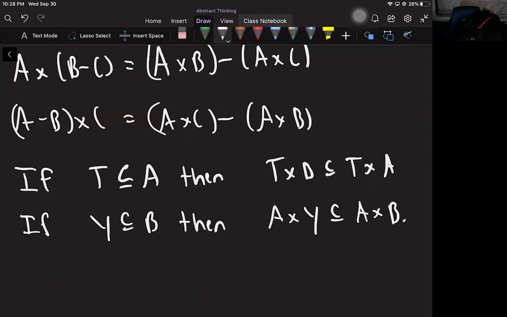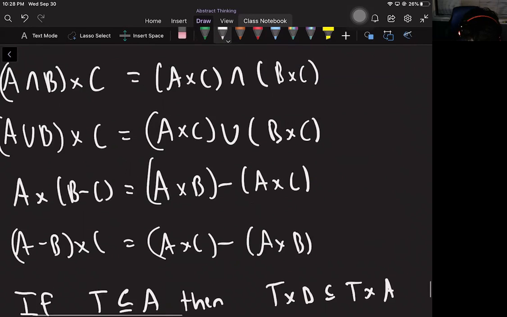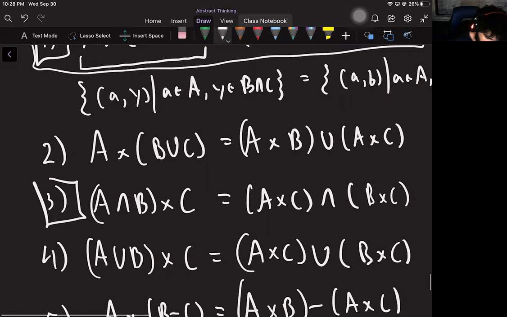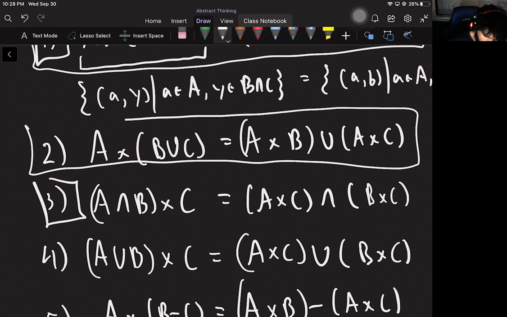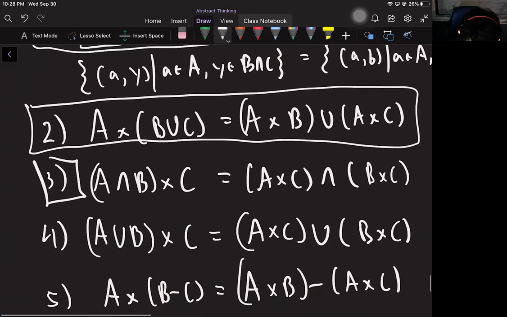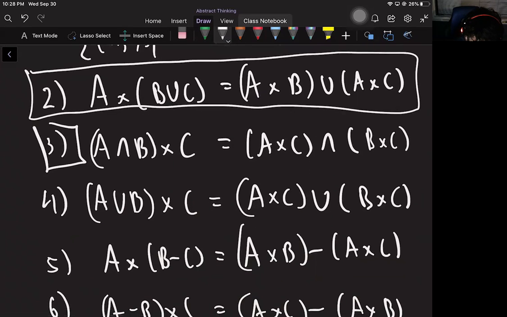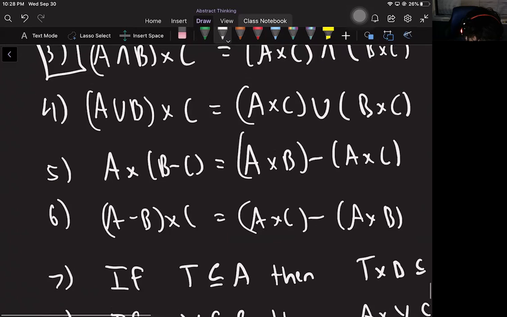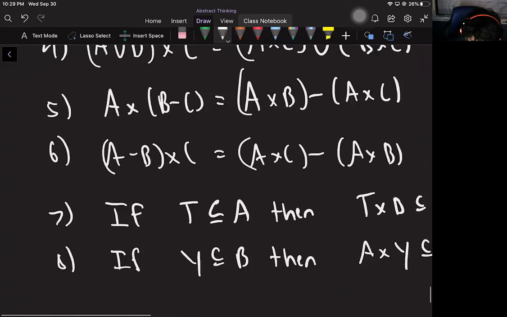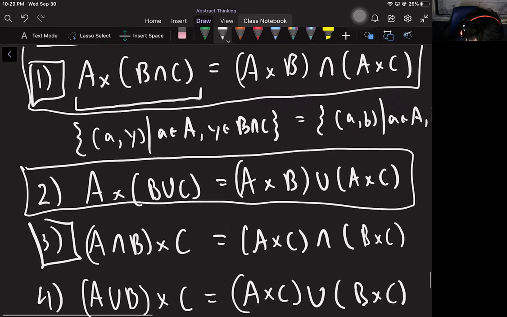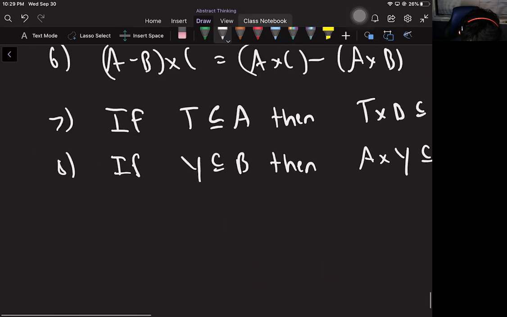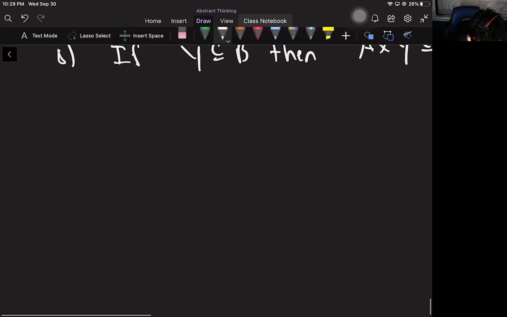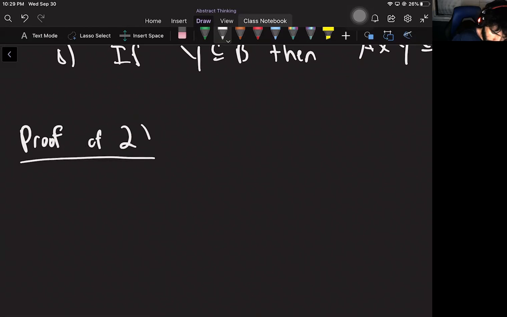Maintains the subset direction. So I'm only going to prove number 2, but I encourage you to try to prove number 1, and then try to prove number 3. It should be similar to 1, and 4 should be similar to 2, and then 5 and 6 should be similar to 1 and 3. So if you have the time, you should try to prove all these. Okay, so I will prove 2. Hopefully it'll give you enough of a guide to prove the other ones.